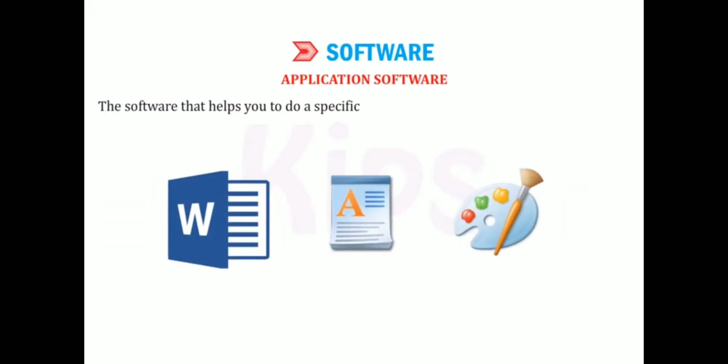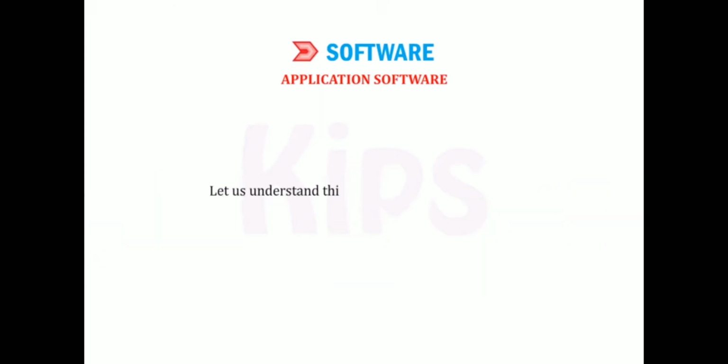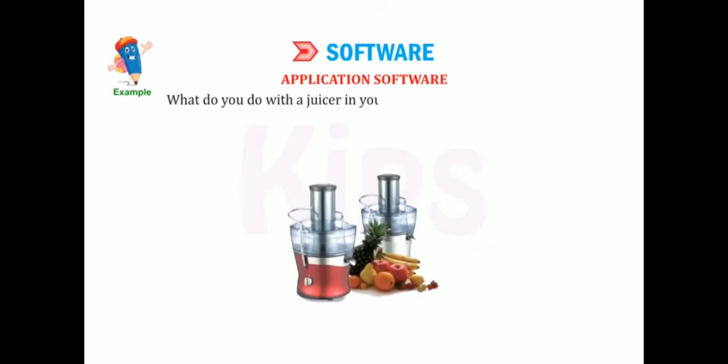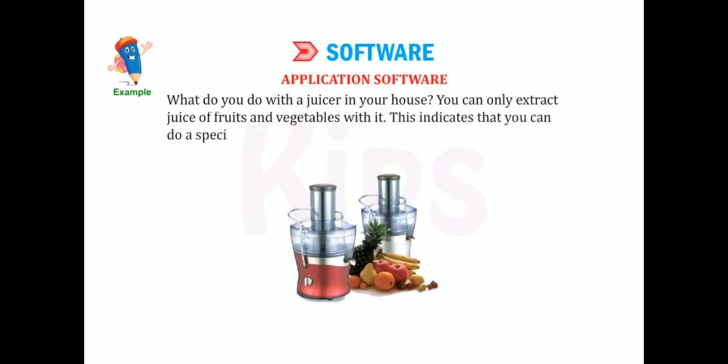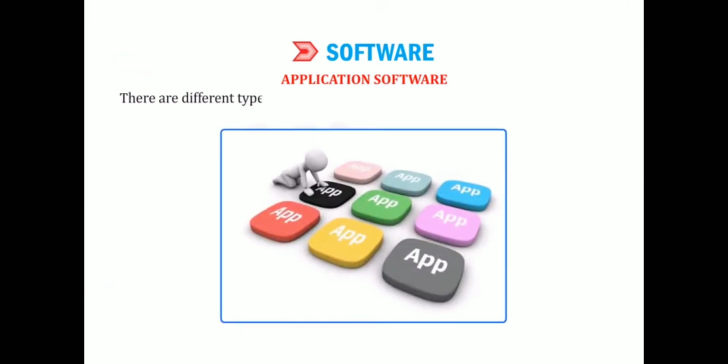Now let's have a discussion on application software. The software that helps you to do a specific type of work is called application software. Let's understand this with the help of an example. What do you do with a juicer in your house? You can only extract juice of fruits and vegetables with it. This indicates that you can do a specific type of job with one machine. There are different types of application software that help in doing specific types of jobs.